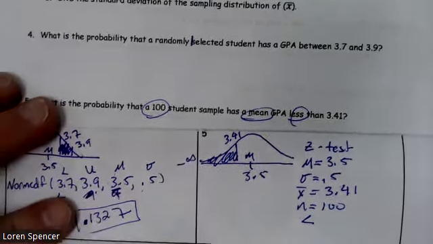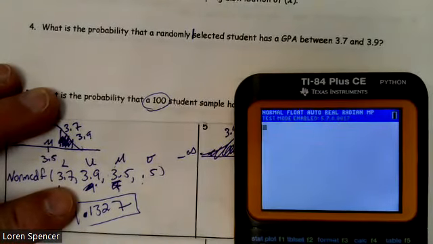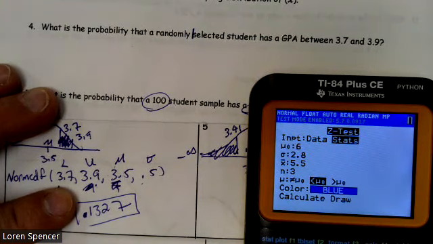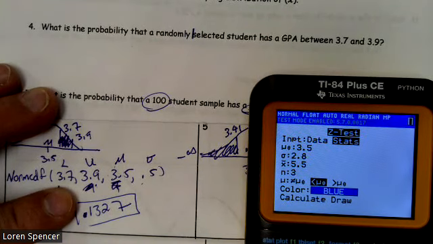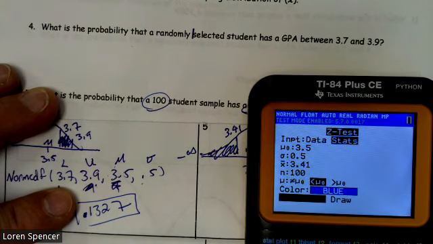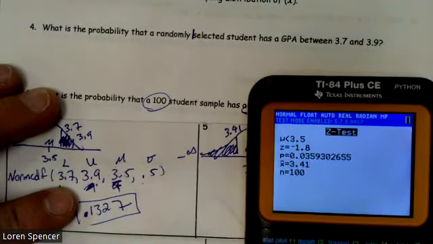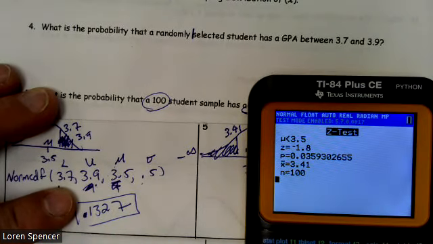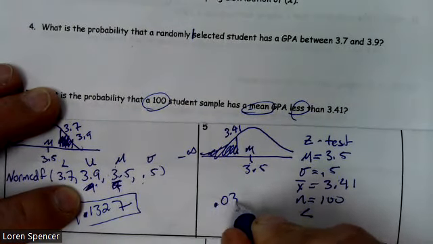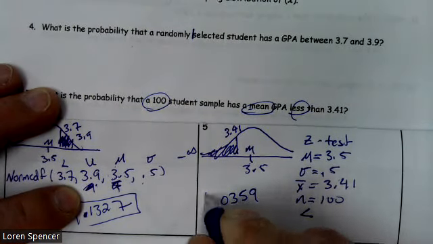So those are our calculator commands. Stat, test, z-test, mean 3.5, standard deviation 0.5, X bar 3.41. Sample size 100. We have the less than selected, calculate, and we end up getting 0.0359.